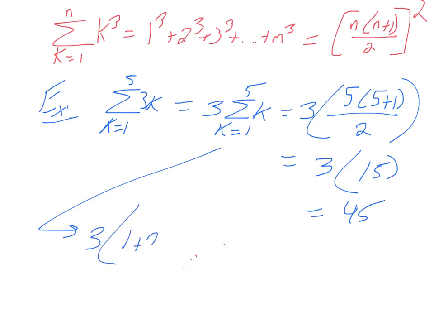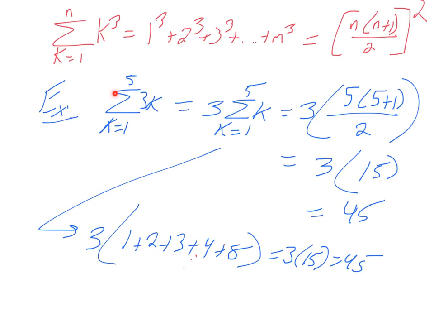1 plus 2 plus 3 plus 4 plus 5. 1 plus 2 gives us 3, and 3 more is 6, and 4 is 10, and 5 is 15. So it works, right? So we've seen that the formula does actually work, which is nice. So we end up getting right there, 45.